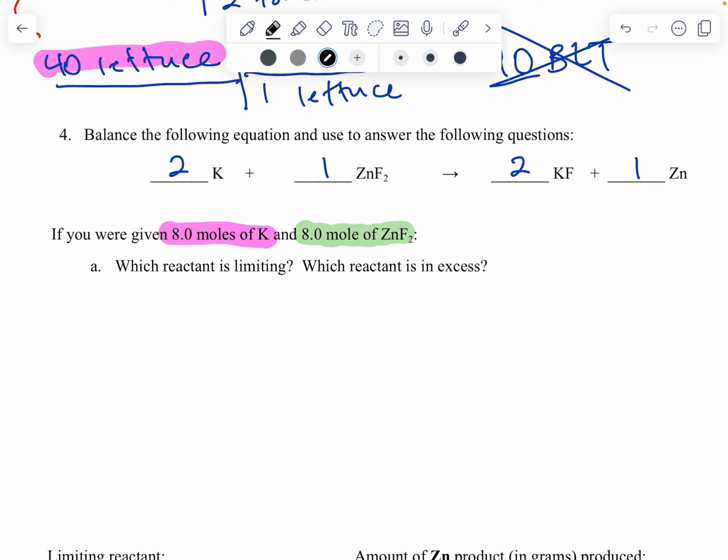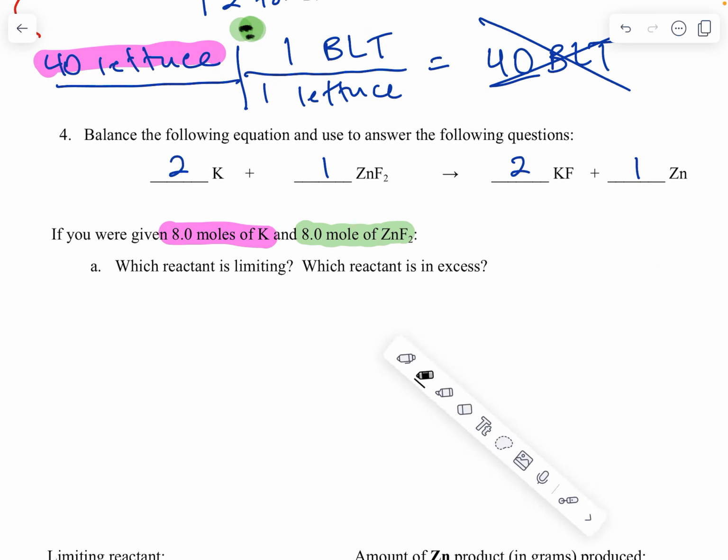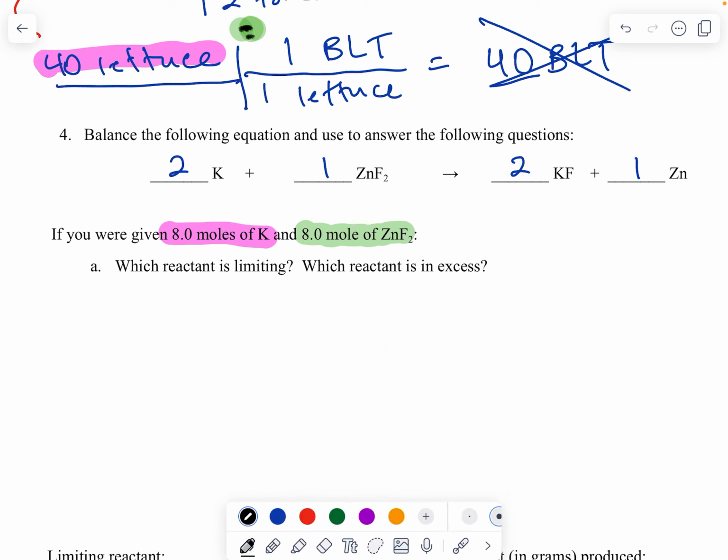And our reactants are, and I do not know why this is not allowing me to pick colors. That's a whole thing, huh?